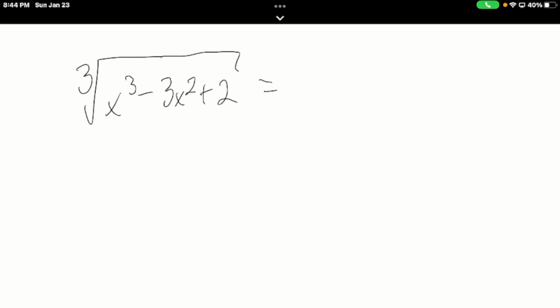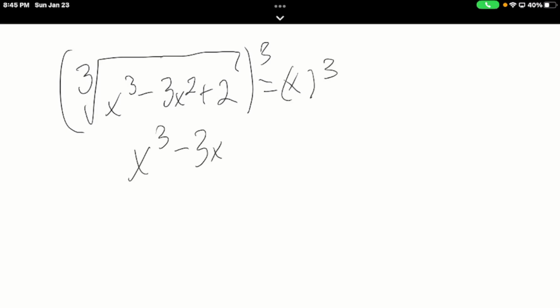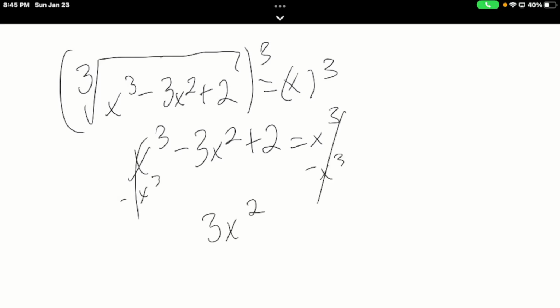One that a lot of people missed, but it's actually probably one of the easier ones on the whole cube root side. I've got the cube root of x cubed minus 3x squared plus 2 equals x. This was purposely picked to make it relatively easy because the cubes actually cancel out. Okay, so I've got the radical isolated. I'm going to cube both sides now. So I get x cubed minus 3x squared plus 2 equals x cubed. Subtracting x cubed on both sides just cancels them out. So I get negative 3x squared plus 2 equals 0.